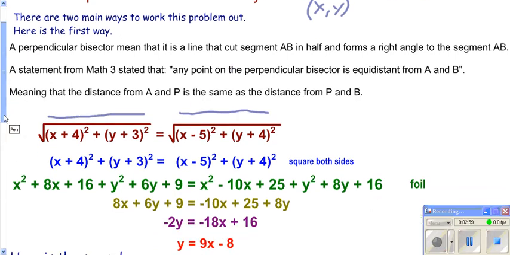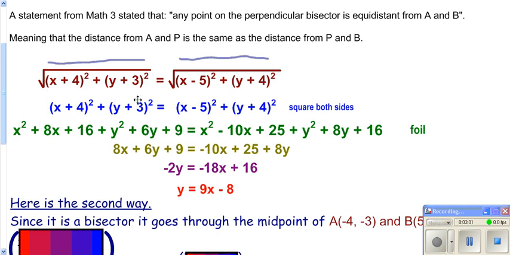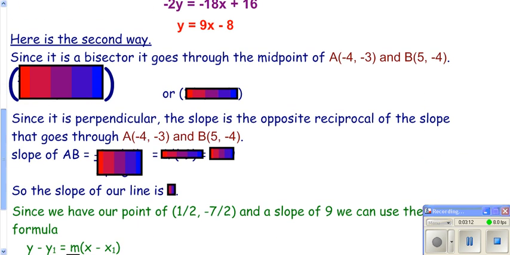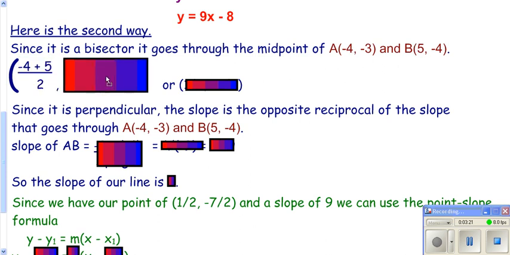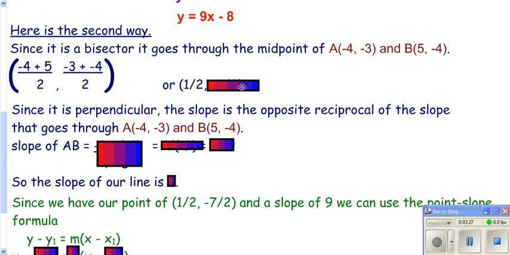So you'd square both sides, then you'd have to FOIL that out, FOIL that out, FOIL that out, FOIL that out, collect your like terms, and solve it for y. Some people don't mind that, but there is another option for you. Since it's a perpendicular bisector, it needs to go through the midpoint. Well, you go ahead and you add your x's, divide by 2, and you get 1/2. Add your y's, divide by 2, and you get negative 7 over 2.